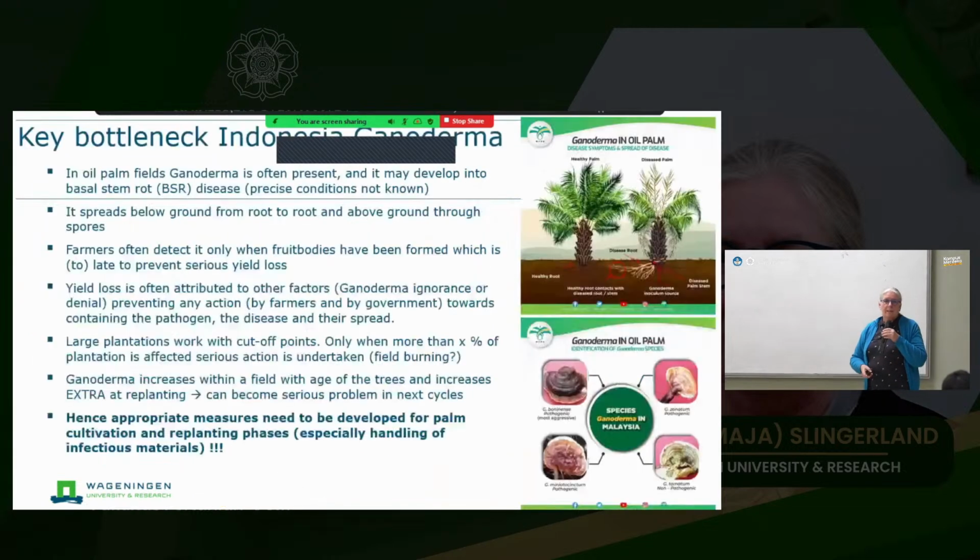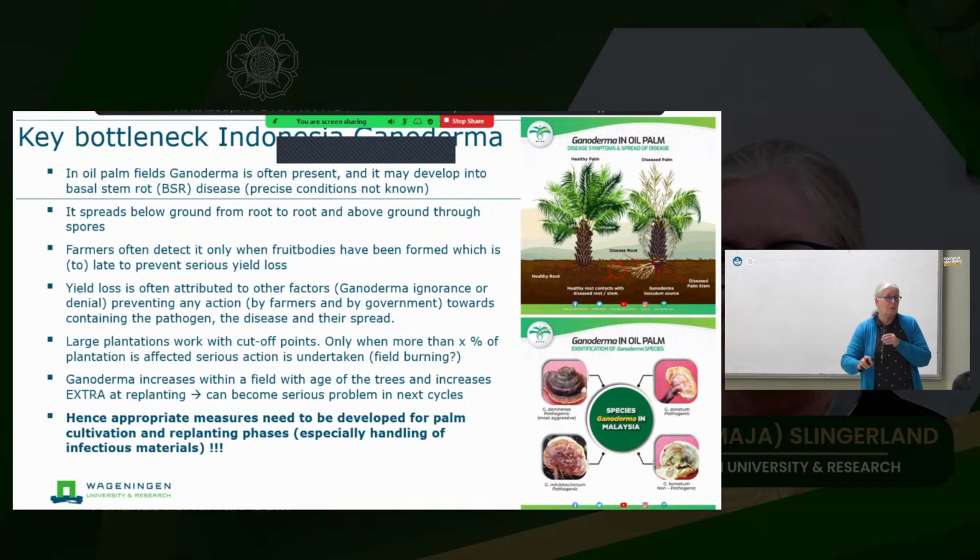And then we found a key bottleneck that we didn't count on, because nobody talks about it. Frankly, if you ask people what's going on, they say, yeah, the fertilizer price is high and the market is low. Nobody talks about Ganoderma. And then we found that it was often present, Ganoderma, it's bud rot. You see here, this is what you see above ground. It's like a sort of mushroom, but it is also below ground. So below ground, where the roots touch, the Ganoderma can spread, but here it spreads with spores.